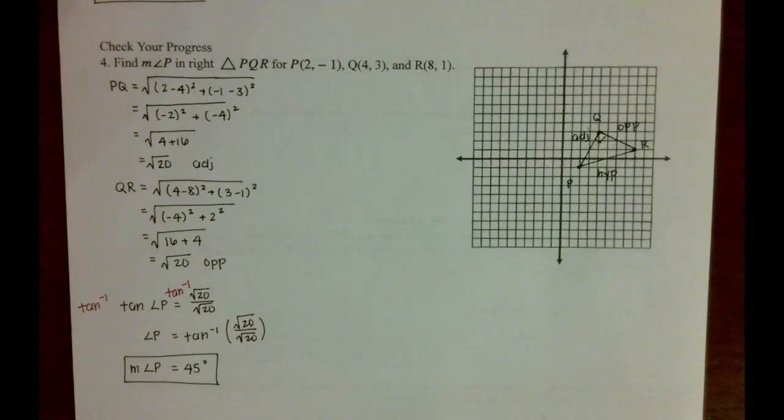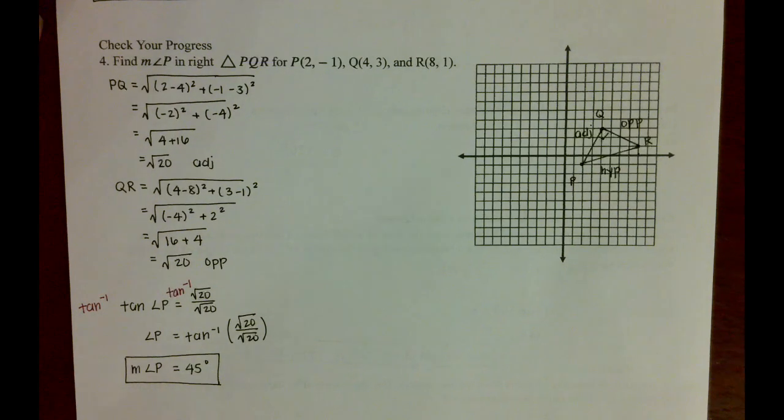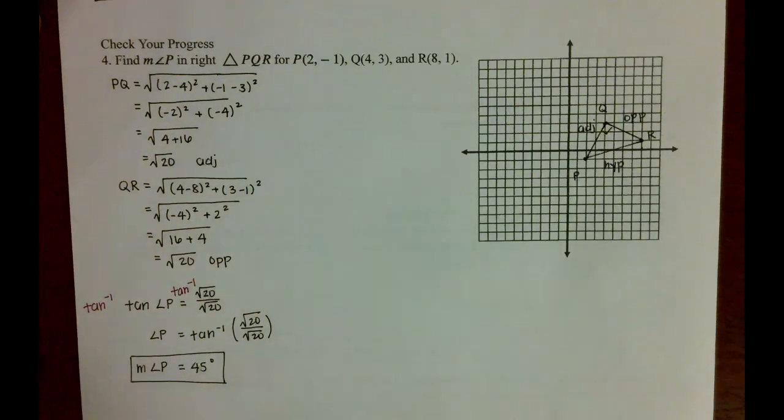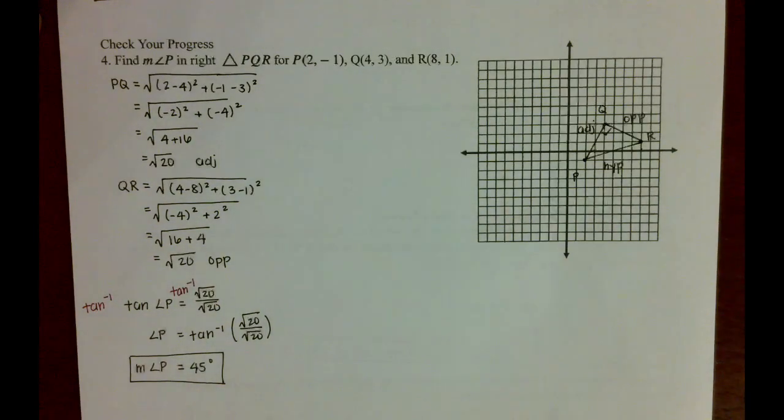Okay, you should have gotten that the measure of angle P is 45 degrees. If you got that right, you can move on to your homework. If not, here is your explanation. First of all, whether you use sine, cosine, or tangent, we all should have gotten the same answer. So don't think, oh, I used sine, that's why I got the wrong answer. That is not why. It's probably because you made some mistake somewhere along the way.